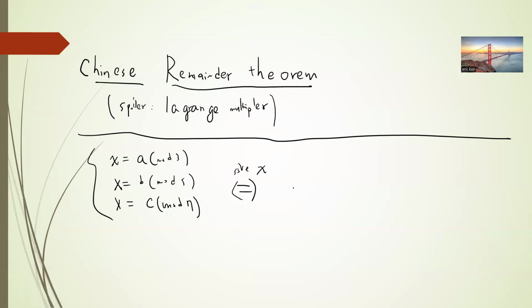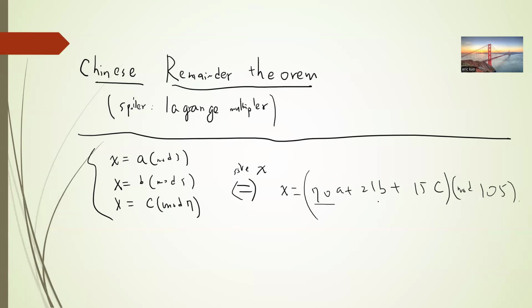And let me just tell you the answer. So let's say x is 70a plus 21b plus 15c, modulo 105. Okay, and it's a trivial exercise, right?